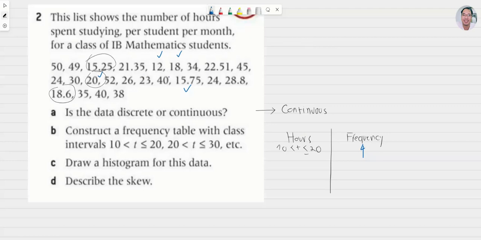Okay, and make sure that the sum of all the frequencies that you count is the same as the total number of values in this set. 1, 2, 3, 4, 5, 6, 7, 8, 9, 10, 11, 12, 13, 14, 15, 16, 17, 18, 19, 20, 21, 22, 23. The total is 23.